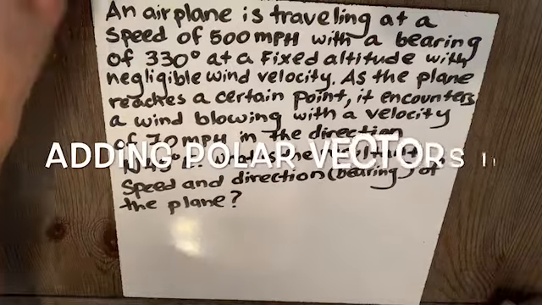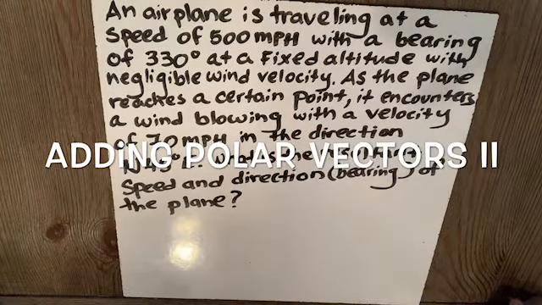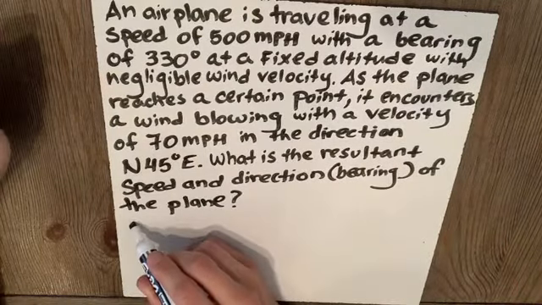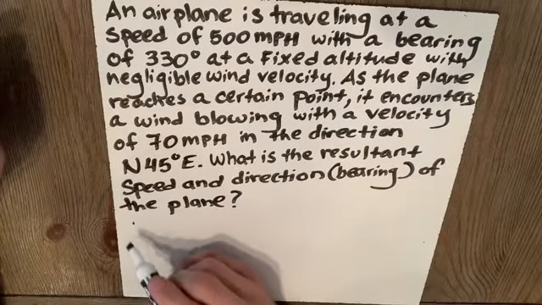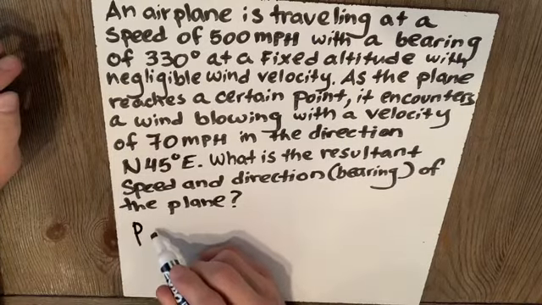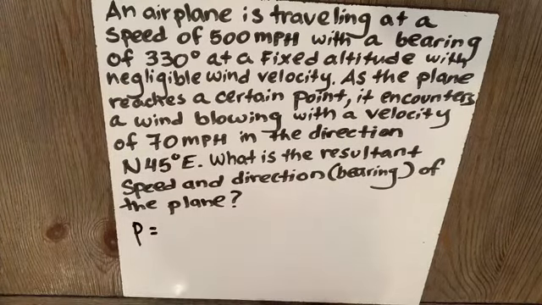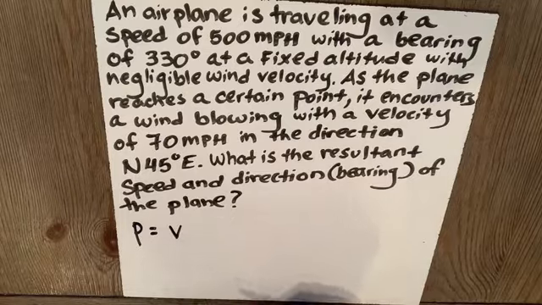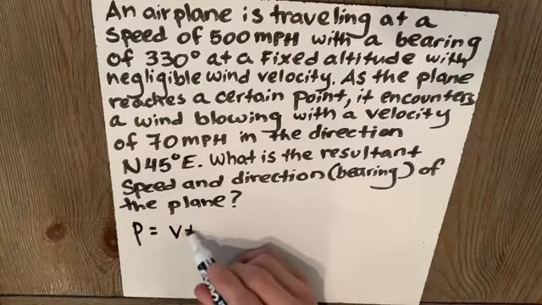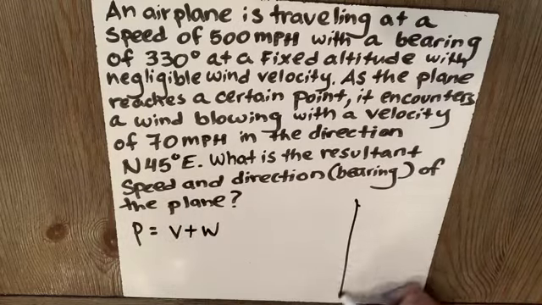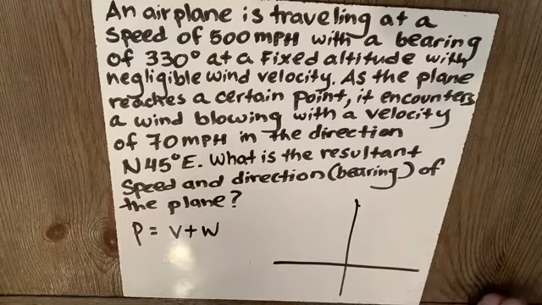So now we come back to this problem, and at least we need to have an idea of what is going on here. We have a plane, and the actual flight path of the plane will be equal to the original path of the plane, we'll call that V, plus what happens to the wind.